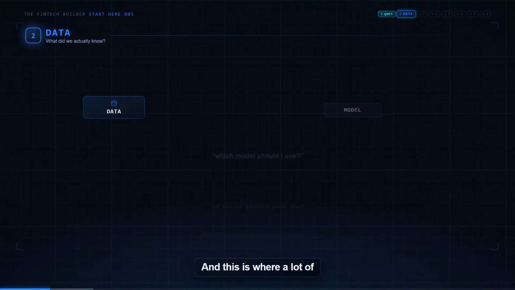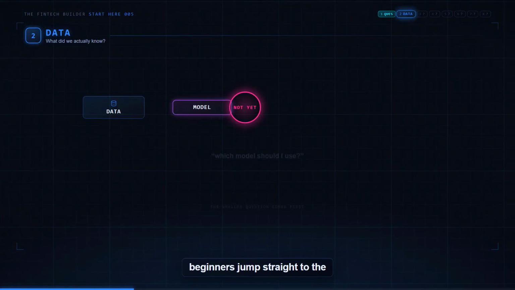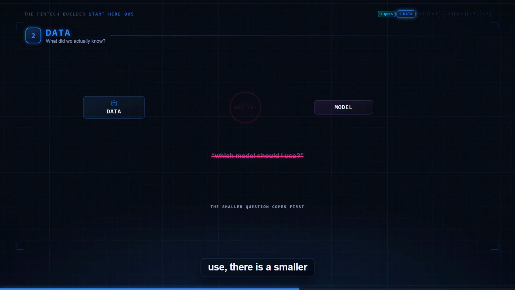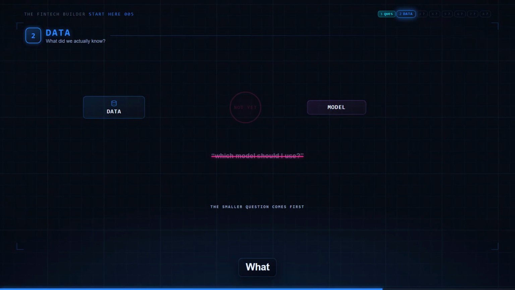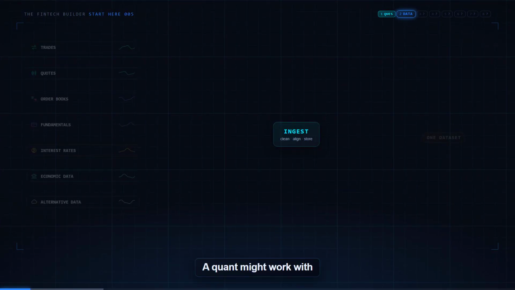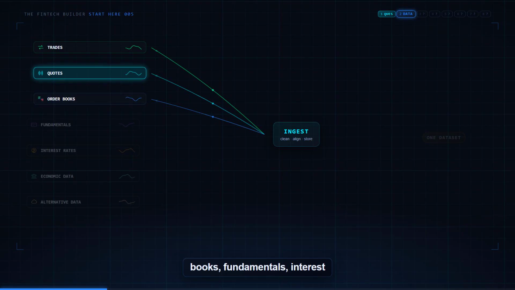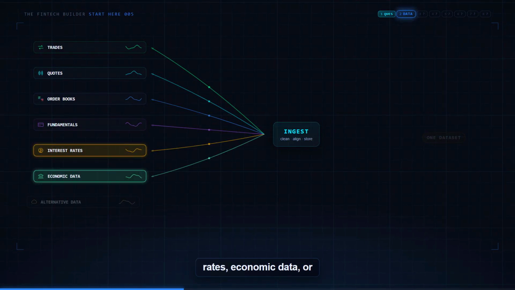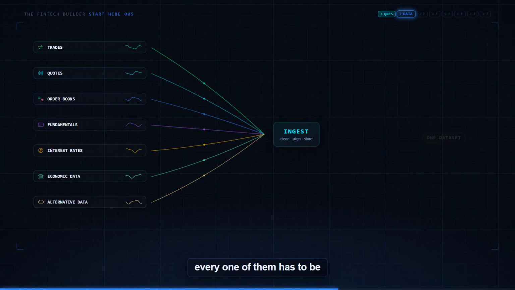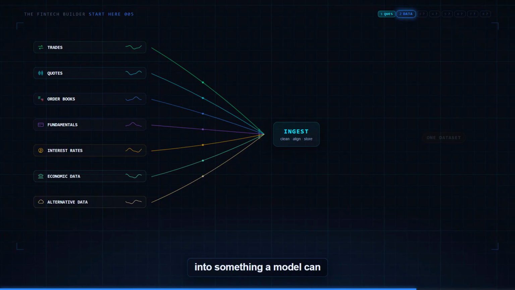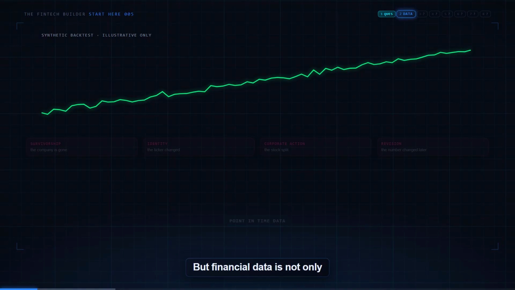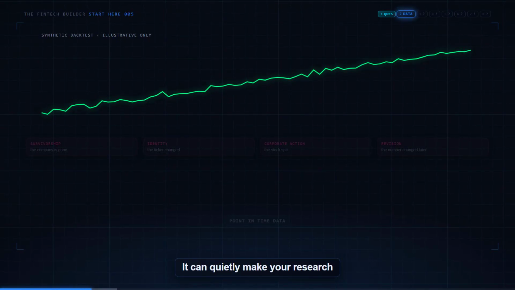Layer 2 is data. And this is where a lot of beginners jump straight to the model. Because before you ask which model to use, there is a smaller question that has to come first. What information was actually available at the time? A quant might work with trades, quotes, order books, fundamentals, interest rates, economic data, or alternative data sets. 7 very different feeds, and every one of them has to be cleaned, aligned, and turned into something a model can read. But financial data is not only messy, it can quietly make your research lie.